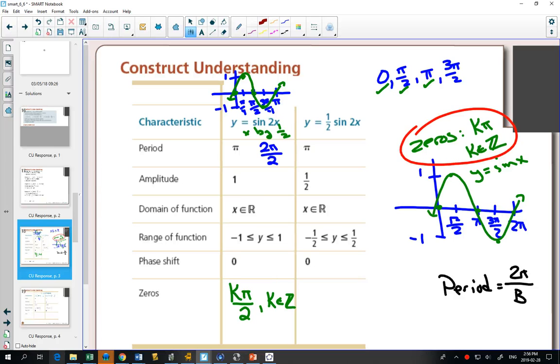So for the second one, what's happened now? We've got a new amplitude. That 1/2 in front is a vertical compression by 1/2. But the a value affects your amplitude, and so now our amplitude, which was 1, is now 1/2. Our period is still pi. Domain is still everything. Does it make sense that when you multiply by 1/2, your range is now from -1/2 to 1/2? No phase shift, and again, our zeros are still the same.